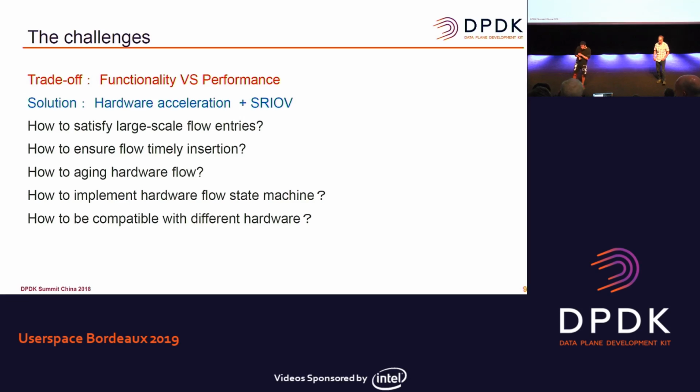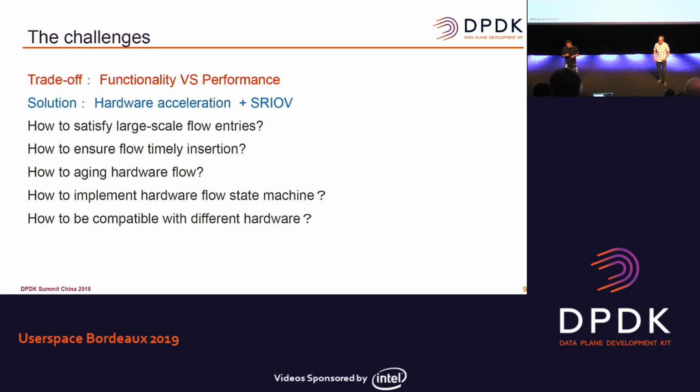As we know, there is always a trade-off between network functionality and performance. If we use our current software system, we can get better, richer features but poorer performance. If we just use hardware SR-IOV, we can get very high performance, but not very rich features.